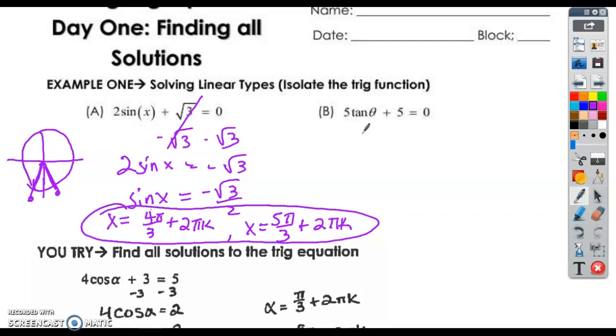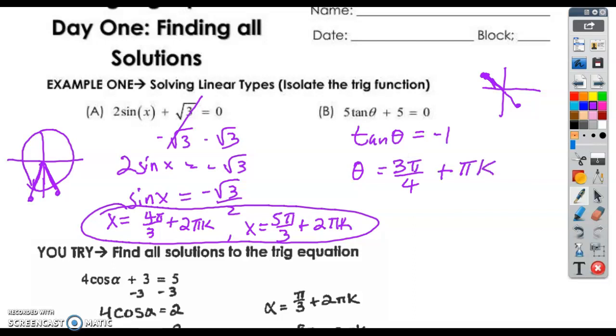All right, let's go to the next equation. When you subtract 5 and divide by 5, we get the tangent of theta equals negative 1. Well, where does the tangent of theta equal negative 1? We've got that in quadrant 2, and we've got it in quadrant 4, right? At 3 pi over 4 and 7 pi over 4. However, if I write this as theta equals 3 pi over 4 plus pi times k, if I add pi to 3 pi over 4, I'm going to get 7 pi over 4, which is the other solution. So I don't need to write the other solution. I can just write that one solution.